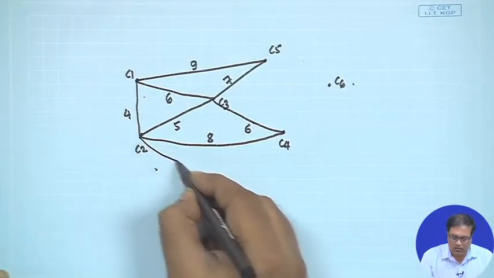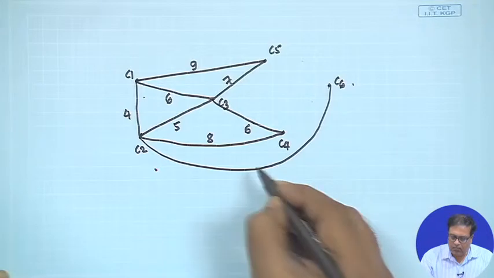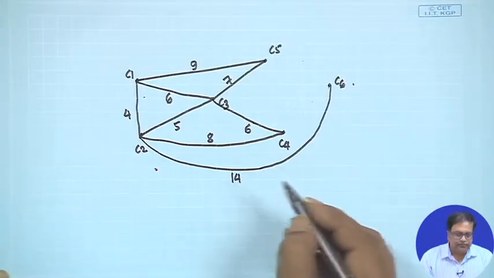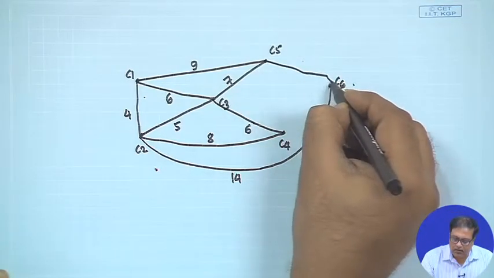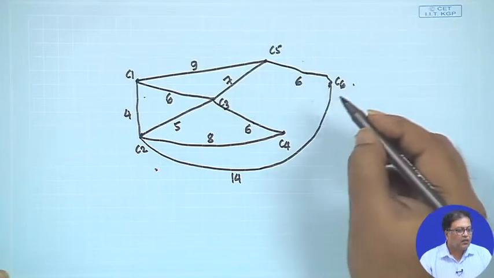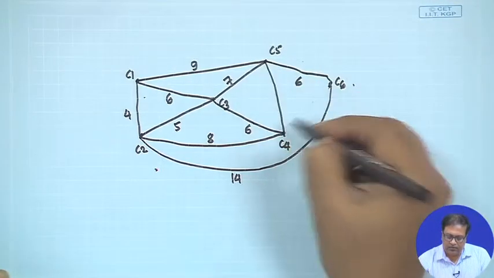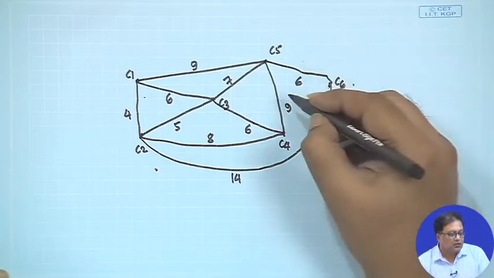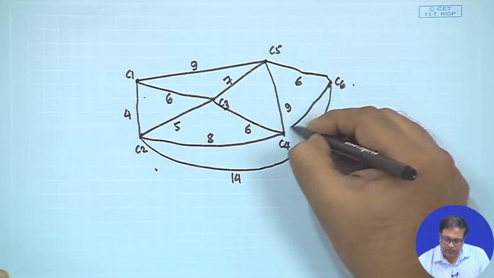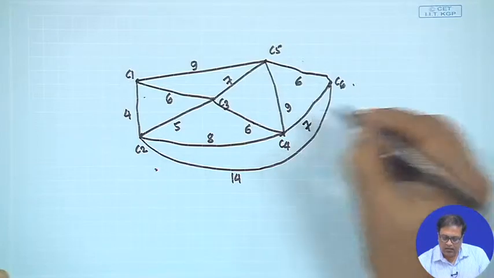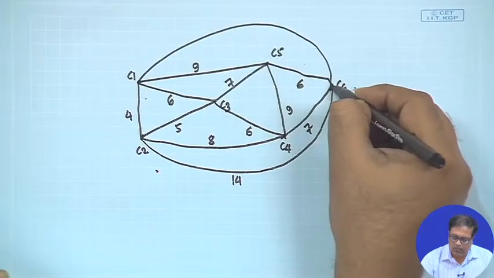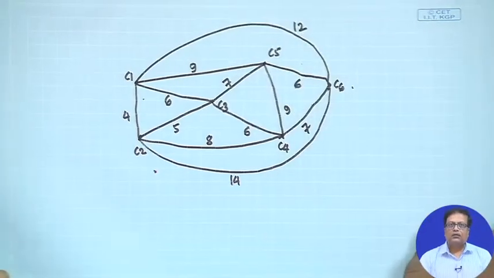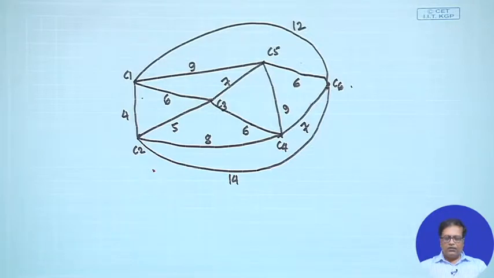and this large one, it is 14, then C5 to C6, that is 6, C5 to C4, 9, C4 to C6, it is 7, and finally C1 to C6 is 12, right. So, we have drawn this particular graph. Hope everything is covered, right.